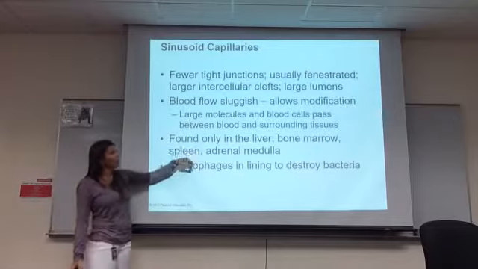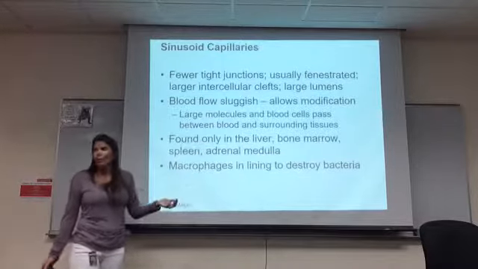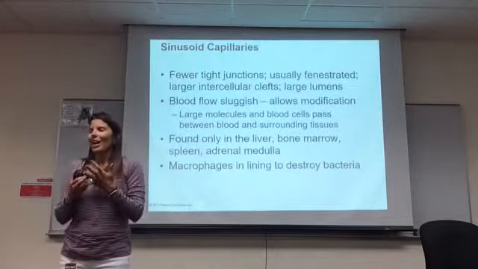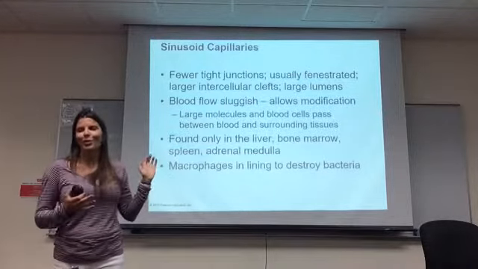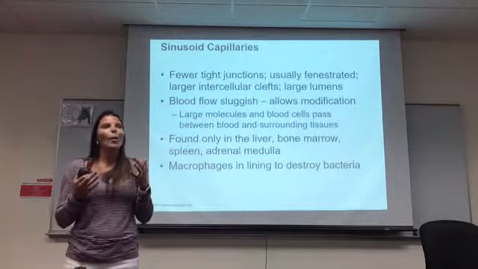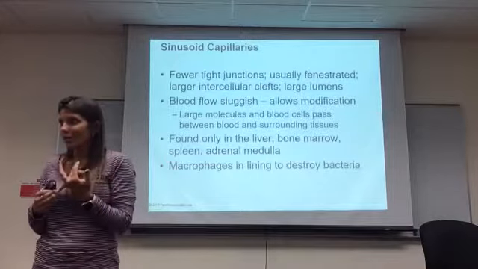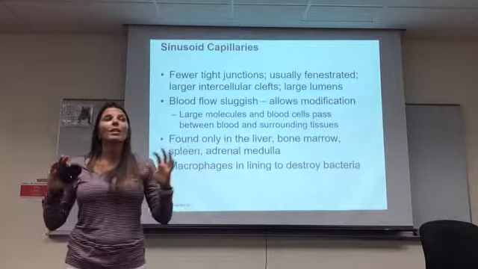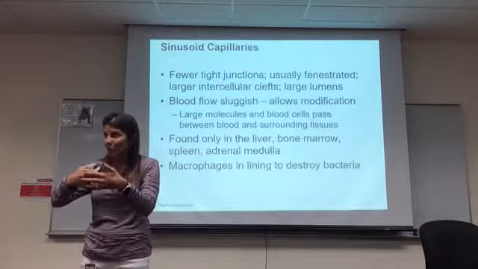Bone marrow, liver, spleen. These are where we're going to have a high blood flow. Those are not blood vessels themselves. I didn't need to say that. But they have macrophages. Macrophages are a type of blood cell that will engulf things that aren't supposed to be there.